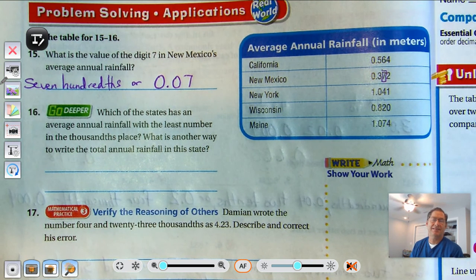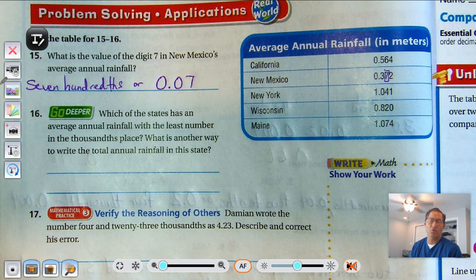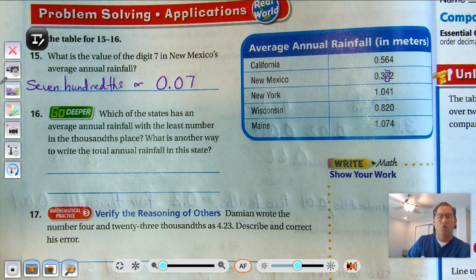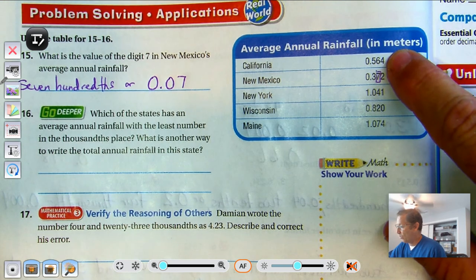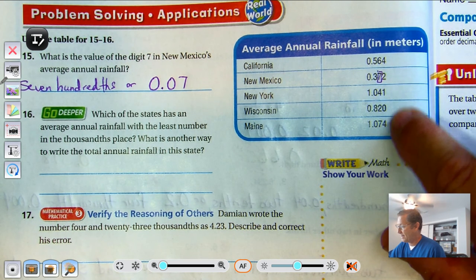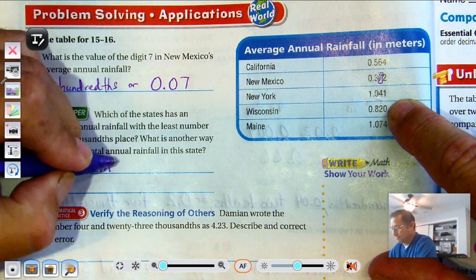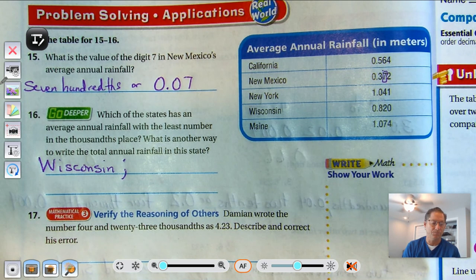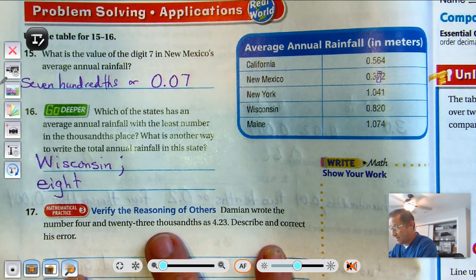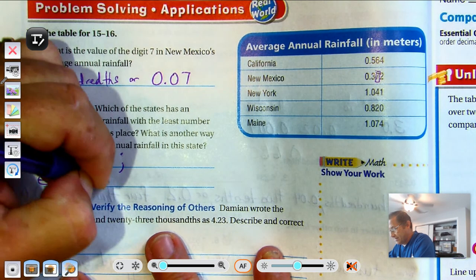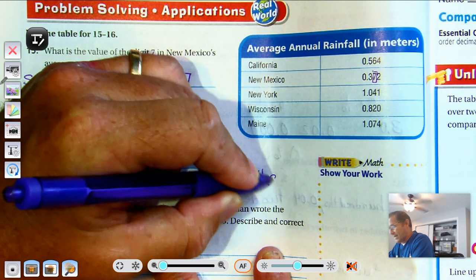Which of the states has an average annual rainfall with the least number in the thousandths place? What is another way to write the total annual rainfall in this state? Okay, so we're looking to the thousandths. That would be the third digit to the right of the decimal point. So here we have a 4, a 2, a 1, a 0, and a 4. So Wisconsin has the smallest digit in the thousandths place. So how can we write that number? Well, you could write it in its expanded form, or you could just say word form. So 820 thousandths.